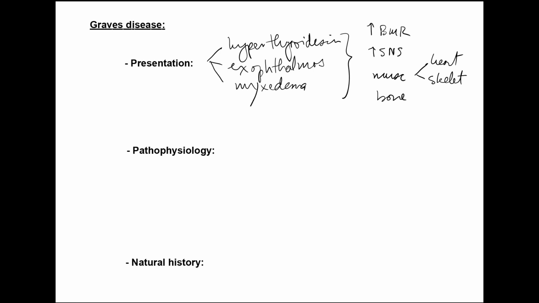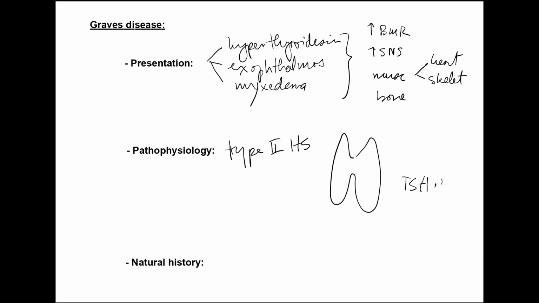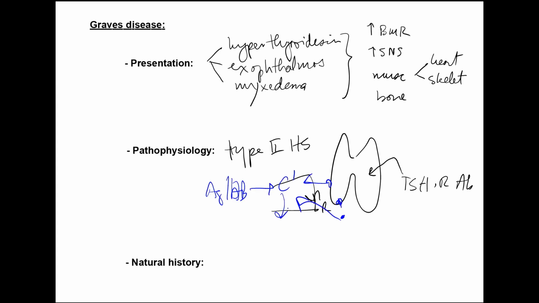The pathophysiology, as we've discussed, is a type 2 hypersensitivity, which means if we're talking about the thyroid gland, the TSH receptor antibodies are going to stick to the outside of the thyroid cell where the receptor is found, activating complement, and complement creating the C3a and C5a that attract inflammation.